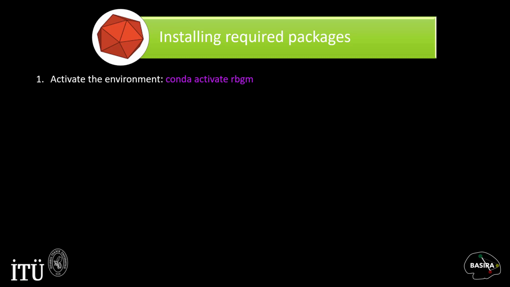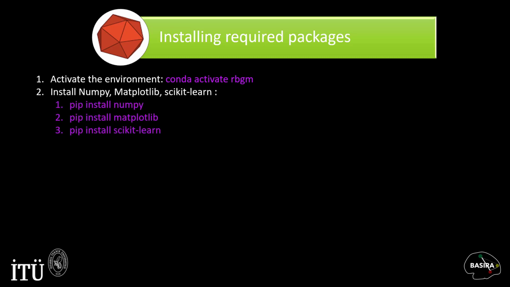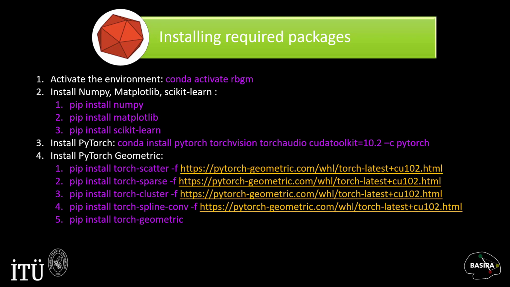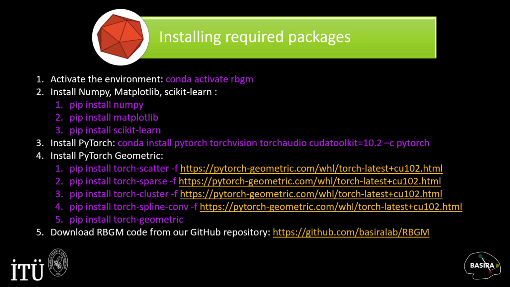Then use pip to install NumPy, matplotlib, and scikit-learn. To install PyTorch, the installation command can change depending on your system. Please refer to PyTorch.org. Then install PyTorch Geometric. The installation command might change depending on your system. Please read the PyTorch Geometric documentation. Then go to the following GitHub link and download our RBGM code.